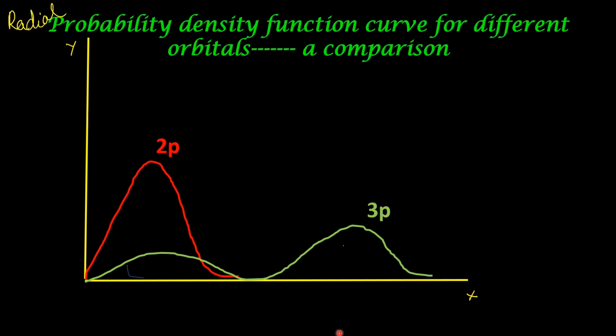We have already seen the probability density function curve for 1s and 2s. We will add it here and compare with these two. This is the shape for 1s orbital. The radial distance of maximum probability coincides with Bohr radius. 1s has no node. Maximum probability is closer to the nucleus. For 2p, you can see that it is slightly away. For 3p, it is still farther away. The size of the shell is increasing.